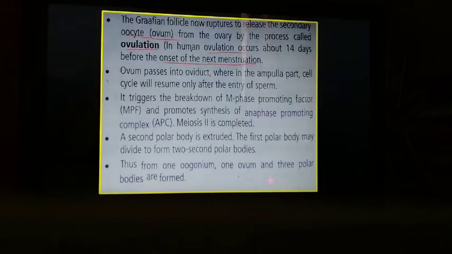The ovum passes into the oviduct, in the ampulla region, where the cell cycle resumes only after the entry of sperm, which triggers the breakdown of M phase promoting factor and promotes synthesis of anaphase promoting complex, and meiosis 2 is completed here. The second polar body is extruded and the first polar body divides to form two second polar bodies. So at the end of oogenesis, each oogonium gives one ovum and three polar bodies.